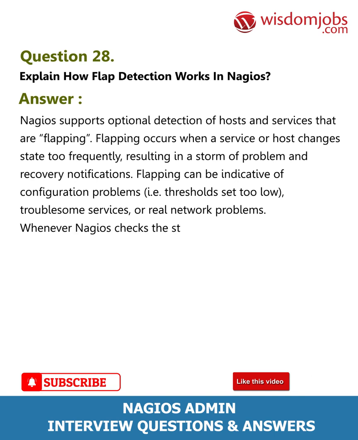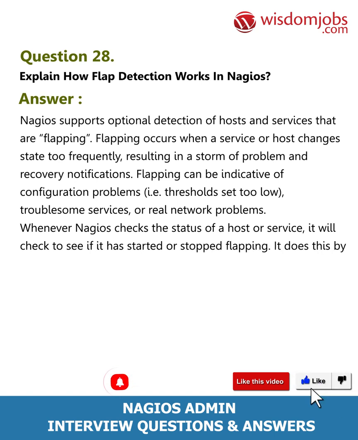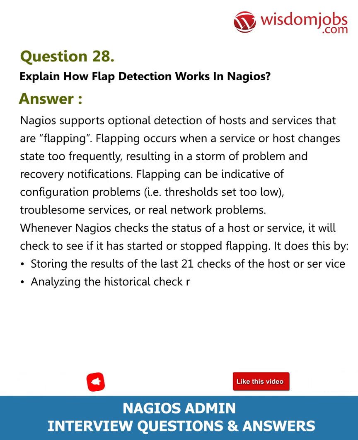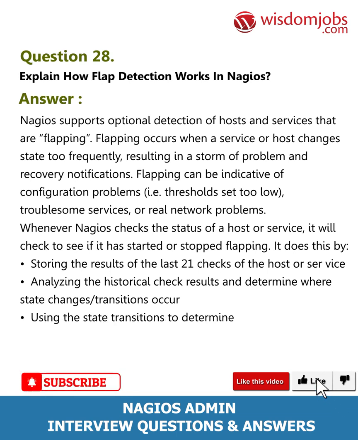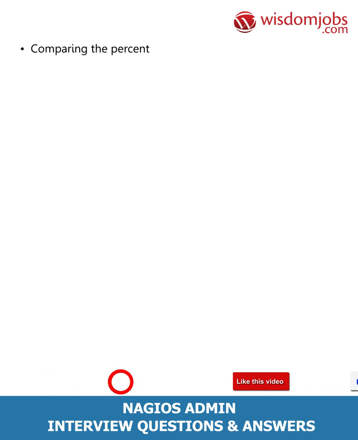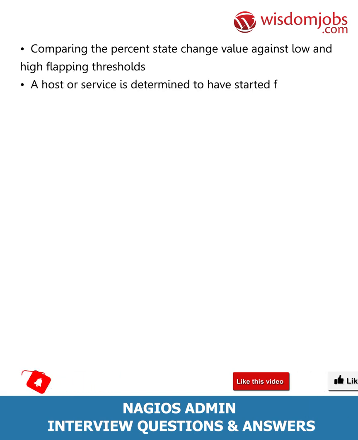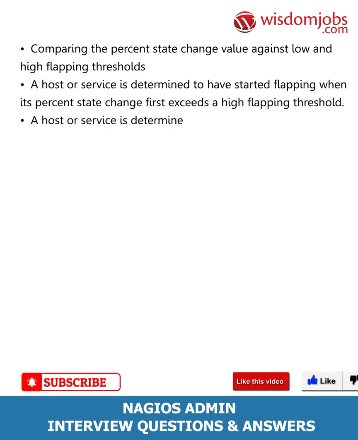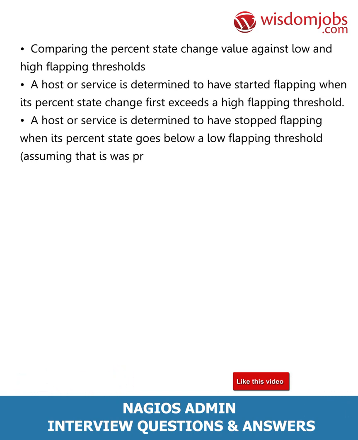Whenever Nagios checks the status of a host or service, it will check to see if it has started or stopped flapping. It does this by storing the results of the last 21 checks of the host or service, analyzing the historical check results and determining where state changes or transitions occur, using the state transitions to determine a percent state change value, a measure of change for the host or service, and comparing the percent state change value against low and high flapping thresholds. A host or service is determined to have started flapping when its percent state change first exceeds a high flapping threshold. A host or service is determined to have stopped flapping when its percent state change goes below a low flapping threshold, assuming that it was previously flapping.